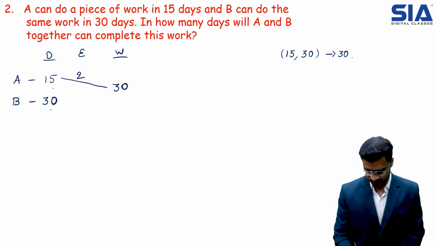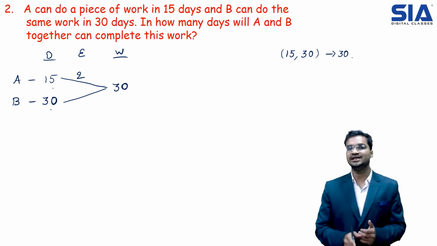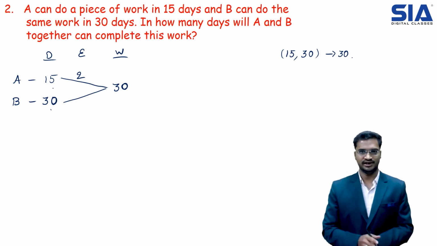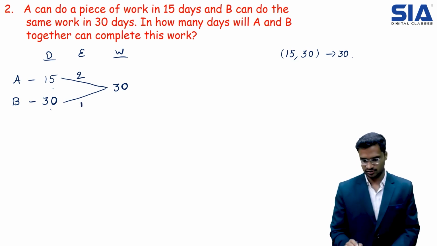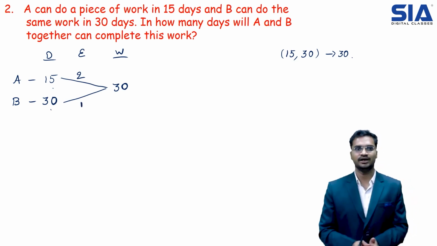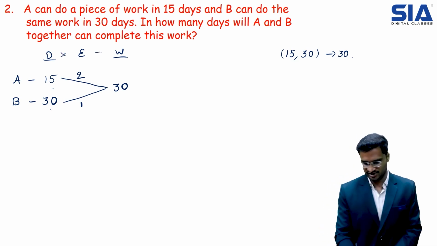In the same way, B is eating 30 chocolates in 30 days, so in one day how many chocolates is he eating? Simply, efficiency is nothing but work divided by days, or days multiplied by efficiency is equal to what?